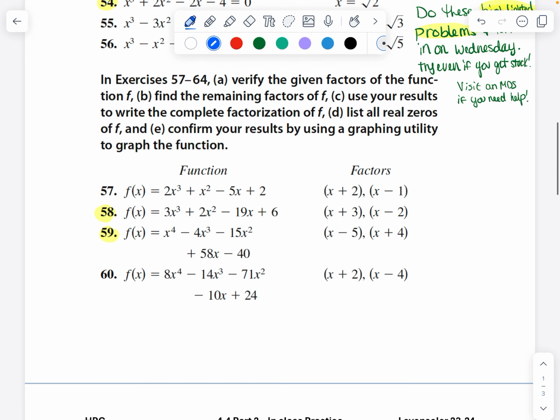They also might ask you in the next section to verify that the given factors of the function are actually factors. So you're doing the same thing here, x plus 3. You want to synthetic divide by negative 3. And then once you get your answer to that, you're going to do what we call repeated division. So let's maybe do one more of those. We'll try 57.